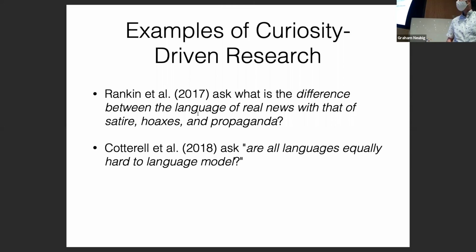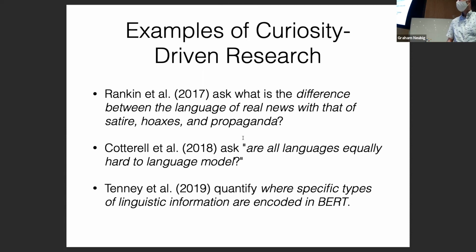Cotterell et al. ask a question, are all languages equally hard to language model? So basically they ask whether a quote unquote language universal method actually works as well on all of the different languages. And they have some tricky ways to do that. So this doesn't directly build a new application, but it might give some insights that would make it easier to build applications in the future.